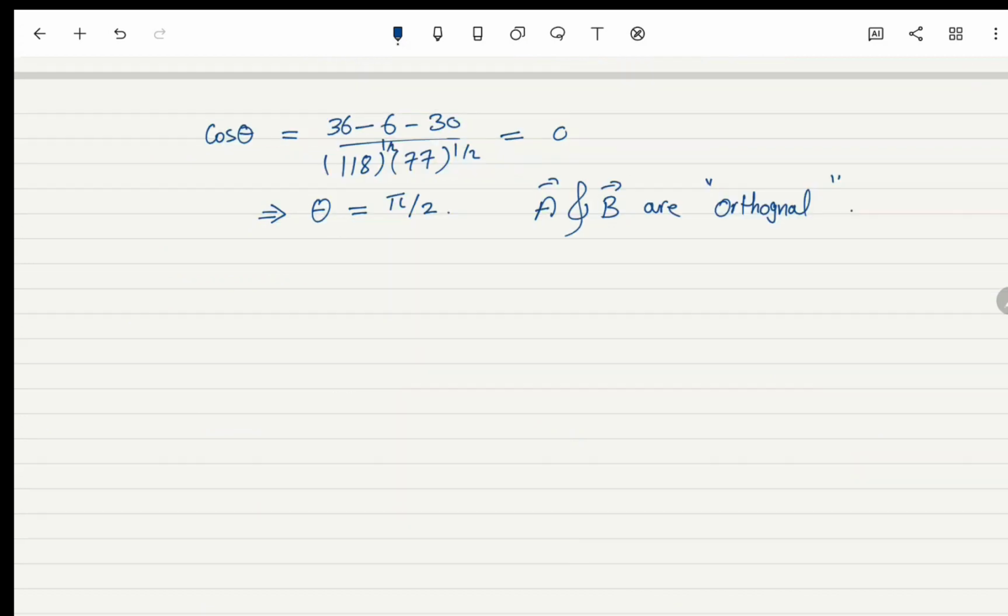We also can conclude that, and this is a very important note here, if vector A is not equal to 0 and vector B is not equal to 0, and we found that A dot B equal 0, this means the vectors A and B are orthogonal.